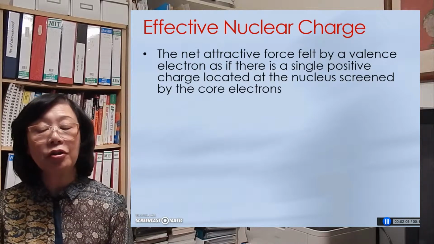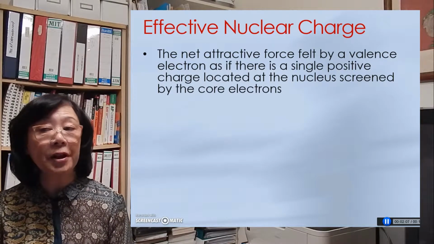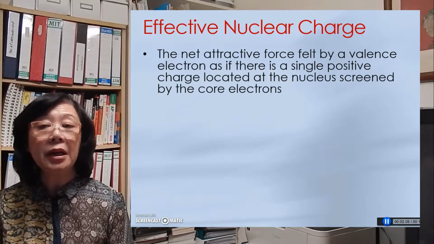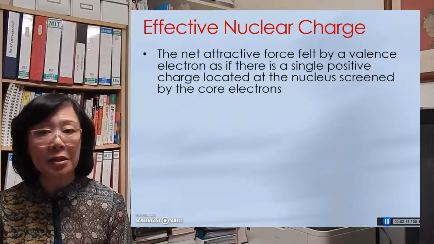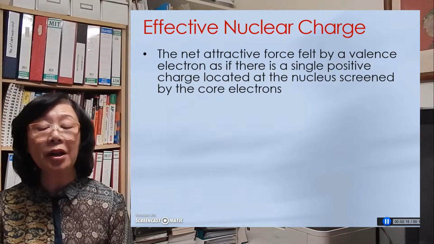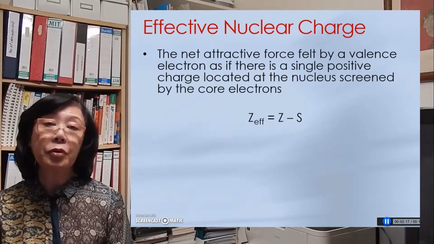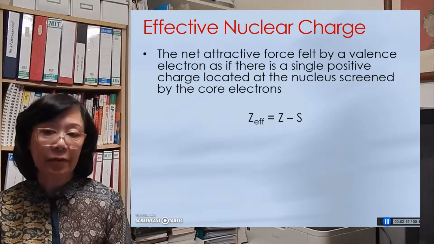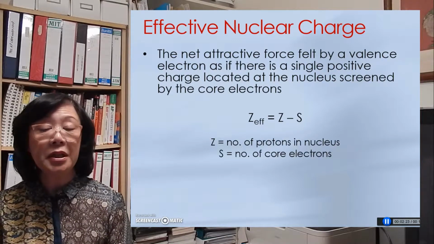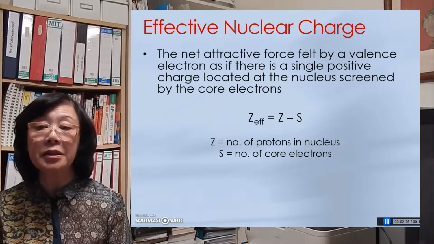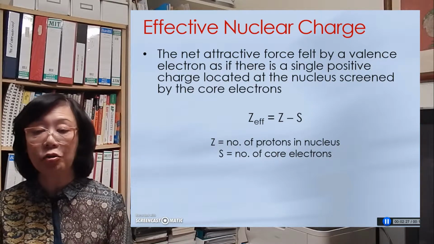Effective nuclear charge is the net attractive force felt by a valence electron, as if there's a single positive charge located at the nucleus screened by the core electrons. It's represented as Z effective equals Z minus S, where Z is the number of protons in the nucleus and S is the number of core electrons.